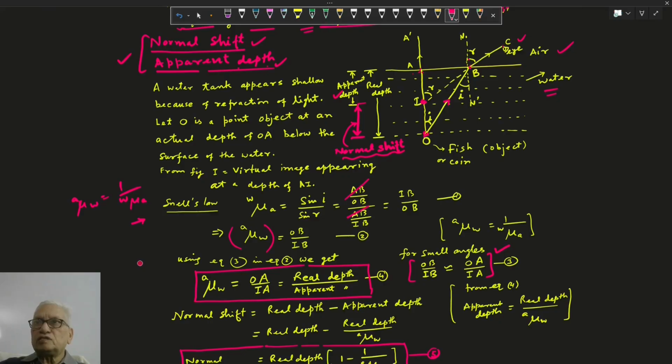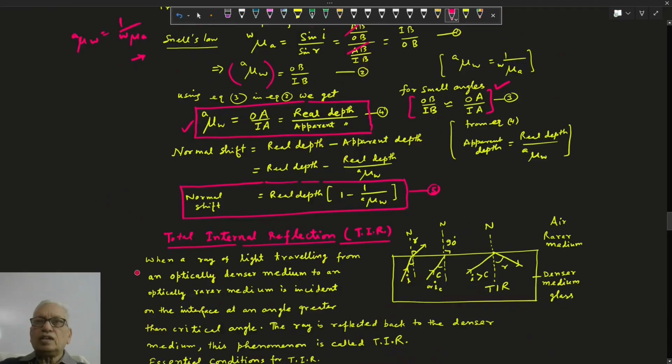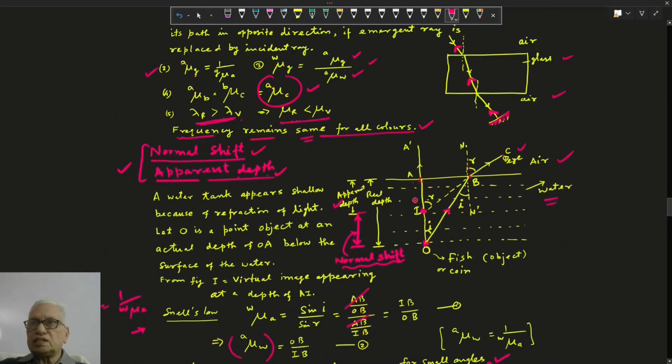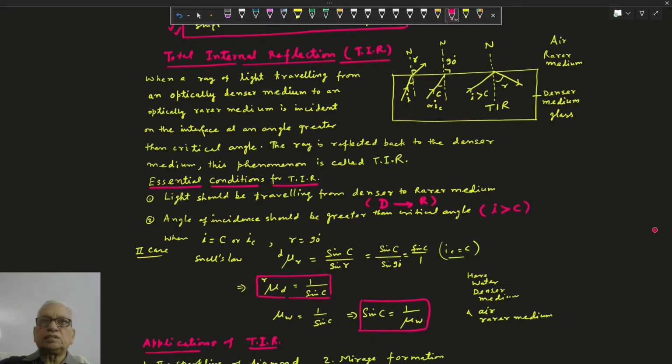तो इस angle small होने से OB replace कर देंगे OA से, IB को replace करेंगे IA से. So this is the formula here: OA is the real depth upon IA, the apparent depth. So refractive index of water with respect to air is given by real depth upon apparent depth. So normal shift is the real depth minus apparent depth. Real depth और apparent depth यहाँ से formula से मिल जाएगा: real depth upon mu of water. कॉमन ले लिया real depth को: 1 minus 1 upon mu of water with respect to air. This is the normal shift. अगर हम depth की बात करेंगे तो depth हो जाएगा AI, the apparent depth.